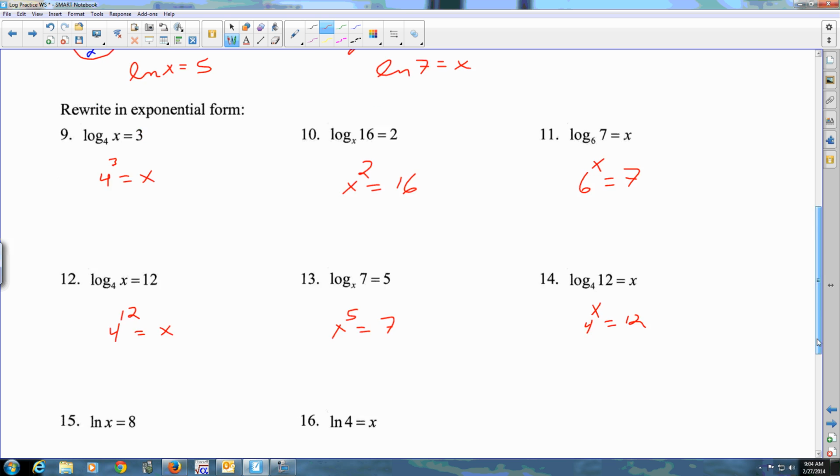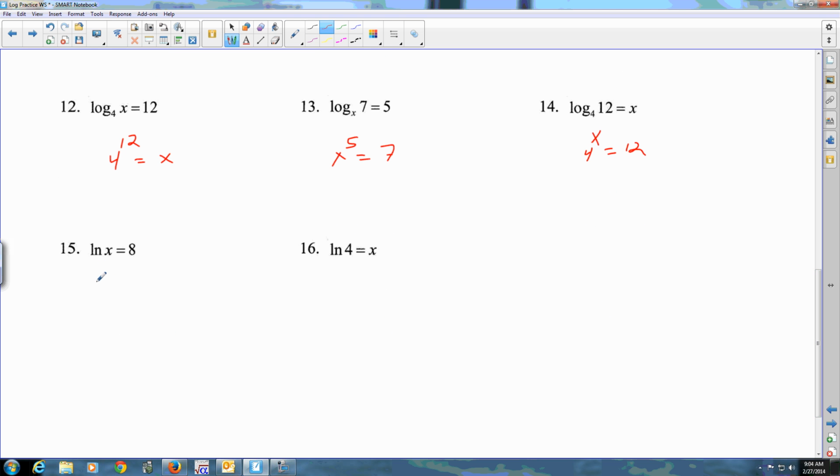You're just translating it is all you're doing. If you want, you can do the intermediate step. I'm going to put the base back in it so you can see it. So that's e to the 8th is equal to x. If you can jump from here to this lower one, that's fine. But if you need to write that intermediate step, no harm, no foul. You're just filling this thing out to help you see it. So that's e to the x is 4. e to the x is equal to 4.